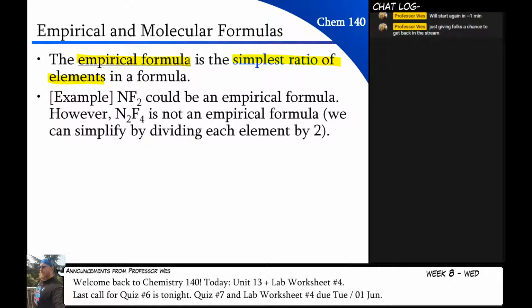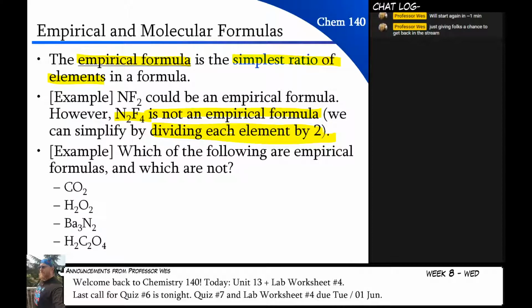Now, N2F4 right here is not an empirical formula because you can divide a common number out, that common number being 2. However, N2F4 does exist. So how would I tell the difference between NF2 and N2F4? We have to do other things to calculate this later. The whole point of the empirical formula is to just give you the simplest ratio between all of the elements that are present. So I've got a bunch here.